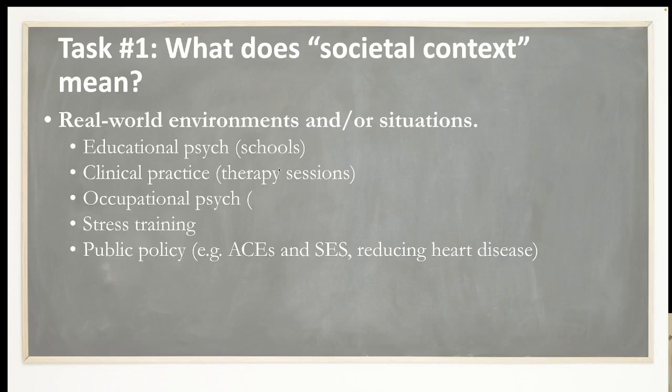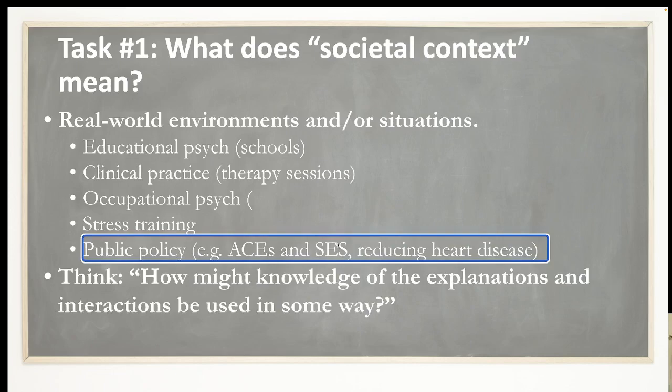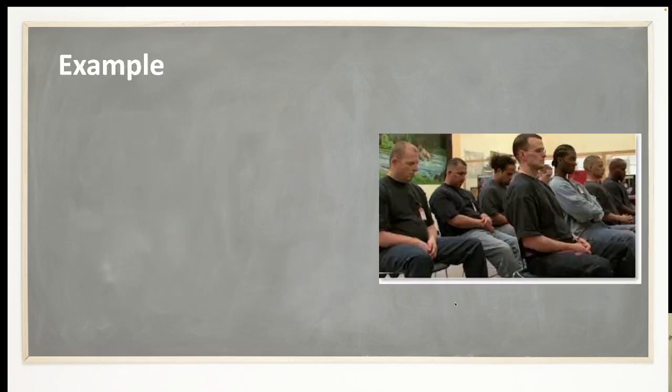So how could what we've been learning be applied, or has it been applied in some way? And looking at the recent research on ACEs coming out and socioeconomic status. Apologies if you hear my kids in the background. So the key question to think about here is how might the knowledge of the explanations and interactions be used in some way? That's your first question. And then you're going to go do some research and try to find some examples.